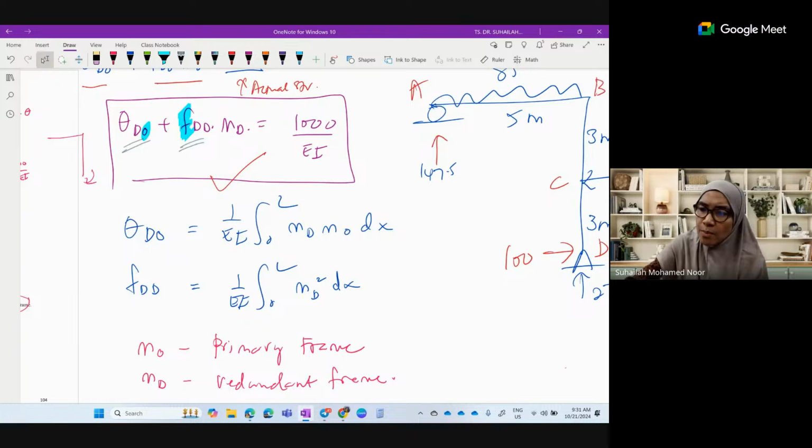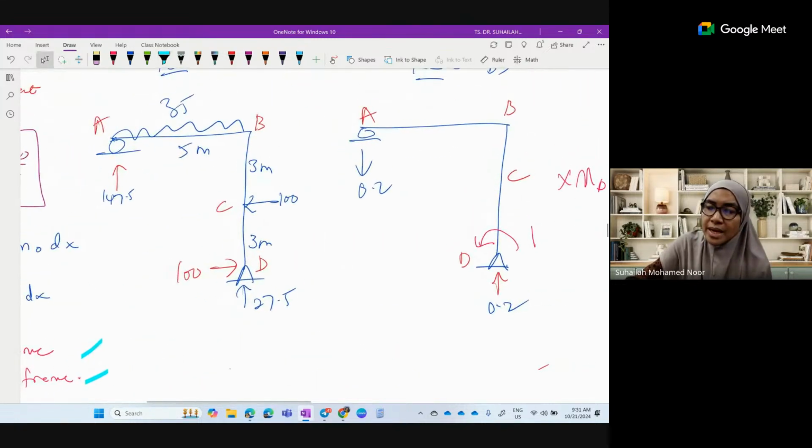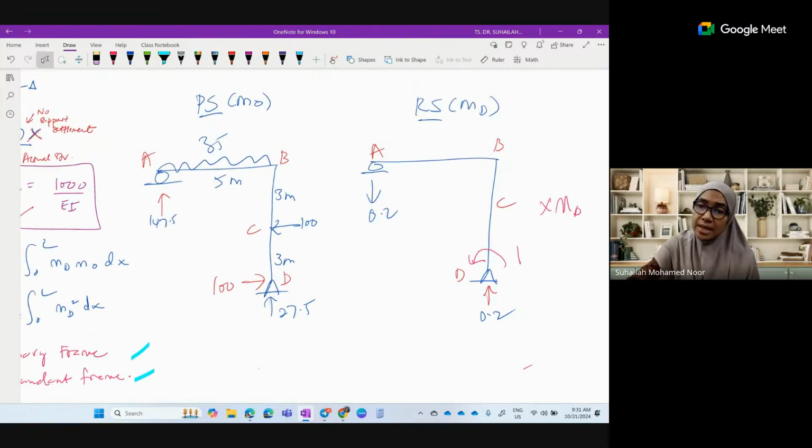Okay, formula to calculate theta d naught is 1 over EI integrate 0 to L MD M naught dx. And FDD is 1 over EI integrate 0 to L MD square dx, right? So dalam formula ni ada 2M kan? One is M naught, one is MD. Okay, so M naught and MD. M naught come from primary frame. MD come from redundant frame. That is why kita ada 2 ni. Okay, so kenapa kita kena analyse 2 ni? Sebab yang pertama, kita nak write moment equation, we need to have reaction dulu. Kan, without reaction, dapat tak moment equation? Tak dapat.